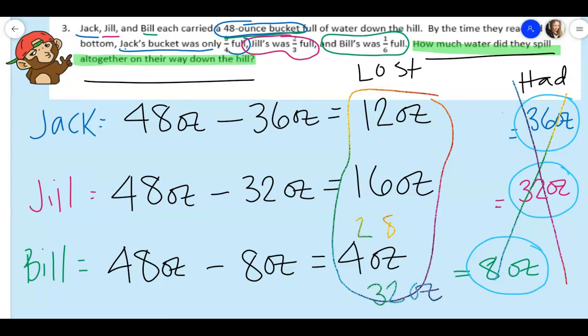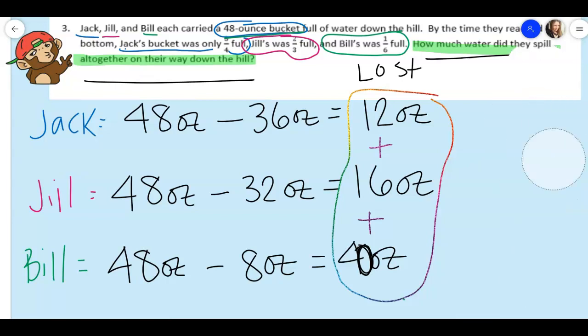32 ounces of water is how much they lost, or they spilled. Oh, wait. No. Not 4 ounces. My guy right here, 40 ounces. He spilled 8, so he lost what I was going to say. Okay, so we have 40 plus 16 plus 12, which is 40, 56, 66, 67. The answer is they spilled a total of 68 ounces.